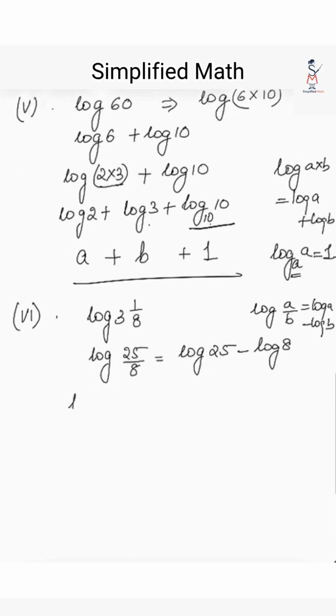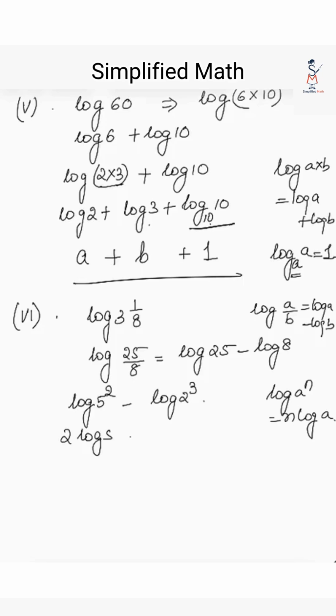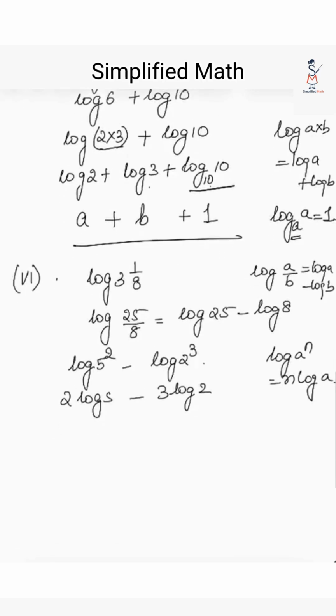Fine. Log 25, how can we write it? 5 square. Fine. Minus 8 can be written as 2 raised to the power 3. So we know now log a raised to the power n is n log a. So we'll apply that rule. So this will become 2 log 5 minus 3 log 2. Log 2 की value is given in the sum, but log 5 is not given. So what we will do, log 5 can be written as 10 by 2. Fine. Minus 3 log 2.